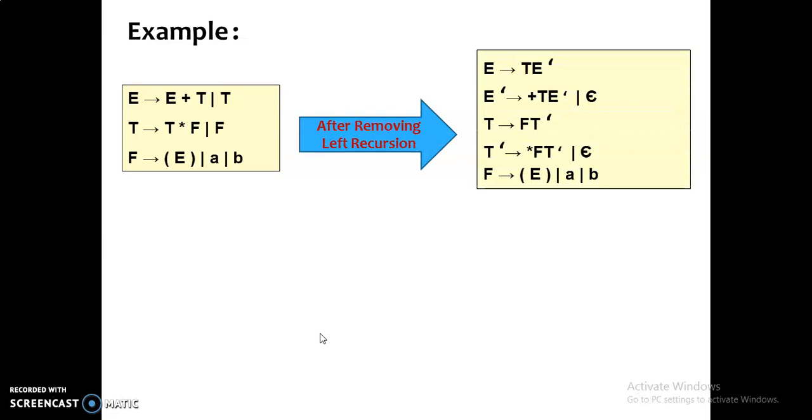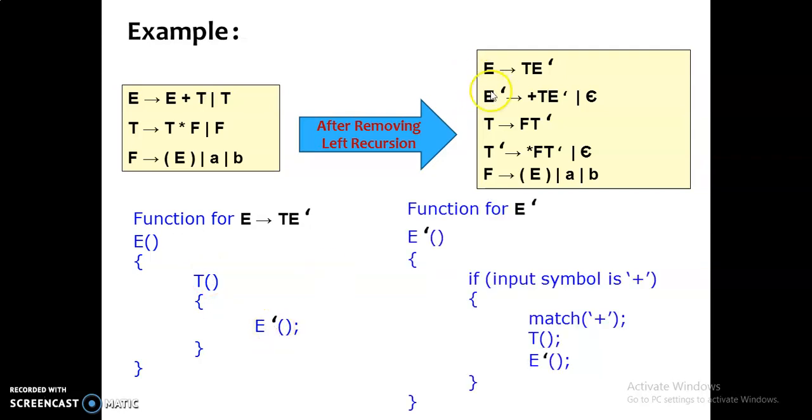After eliminating left recursion, we have this grammar, and using this grammar we simply move from one character to the next by checking whether it follows the grammar. Then the function for every variable will start with E, that is our first function. It derives T E dash. We have to write these two functions inside this. E derives T E dash. Then what is E dash? E dash has the plus symbol and T E dash, or epsilon.